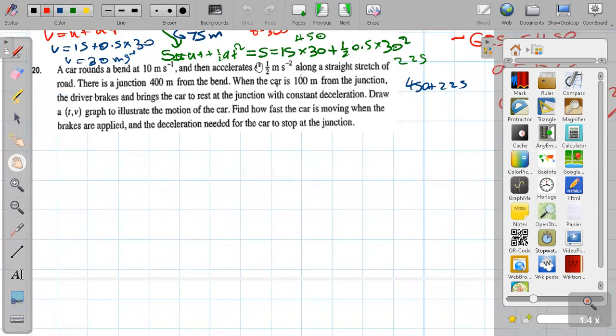The car rounds a bend at 10 m/s and then accelerates at half m/s squared along a stretch of road. There is a junction 400 meters from the bend. When the car is 100 meters from the junction, the driver brakes and brings the car to rest at the junction with a constant deceleration. Draw a v-t graph to illustrate the motion of the car. Find how fast the car is moving when the brakes are applied, and the deceleration needed for the car to stop at the junction.